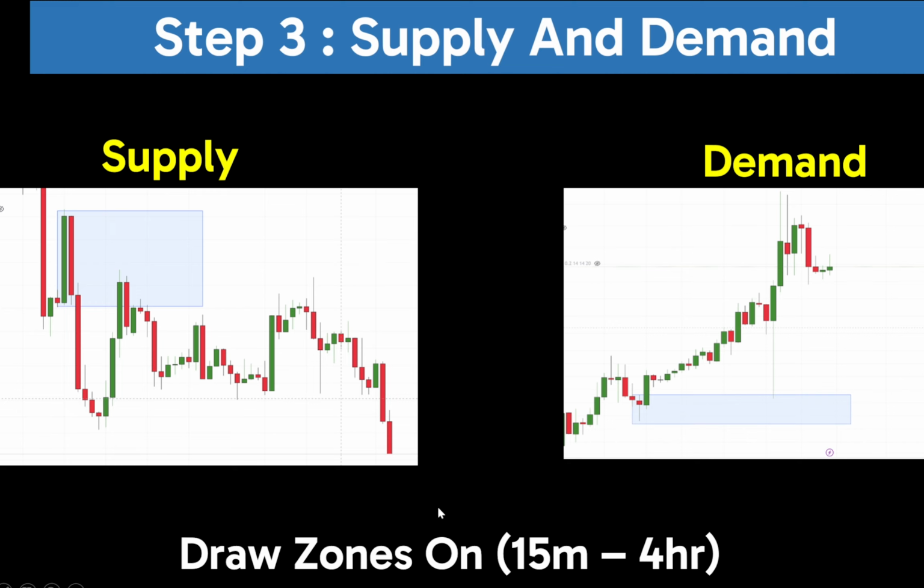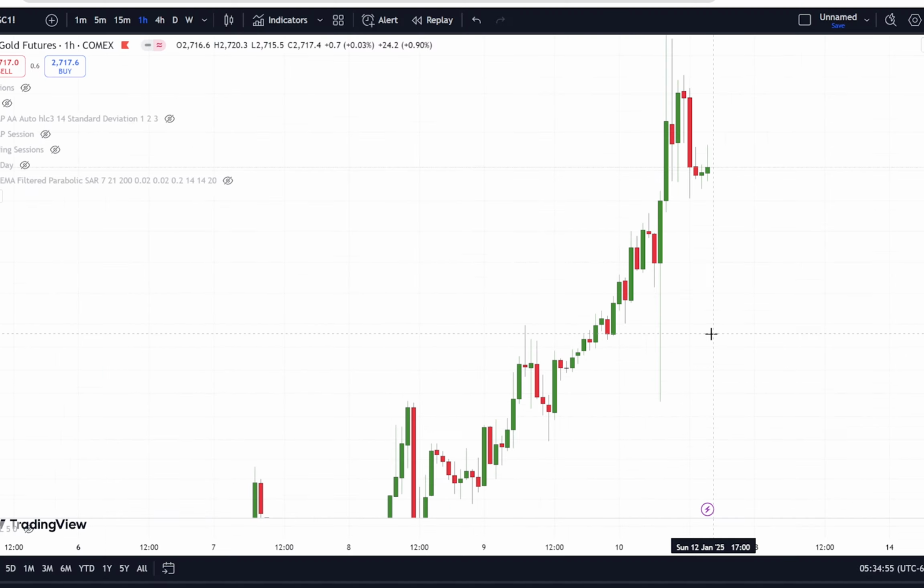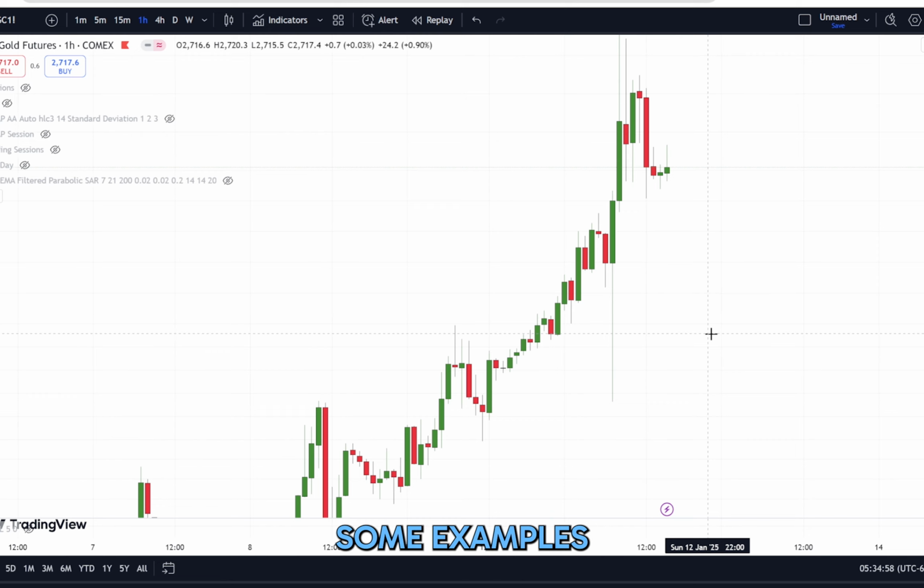We draw our supply and demand zones on the 15-minute time frame to the 4-hour time frame. The higher the time frame, usually the more reliable the actual zone is. Now we're going to go over some examples of just pure supply and demand zones so you guys can know what a proper supply or demand zone is.